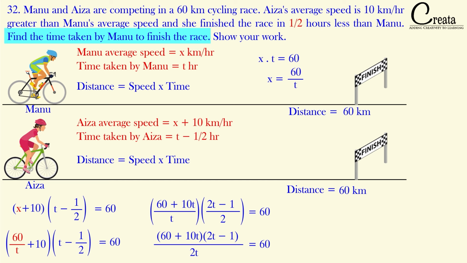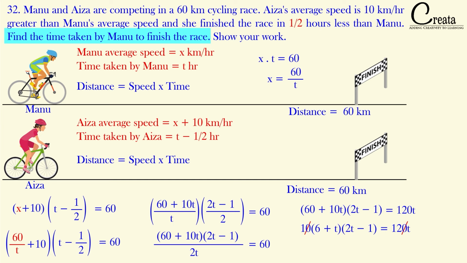Let's take it on the right hand side. On the right hand side, we got 60 into 2 times t, that is 120t. In the left hand side, 60 plus 10t, can we take 10 as common from this term? We got 10 into (6 + t), rest terms will remain the same. Here 120 and 10, it will cancel out.